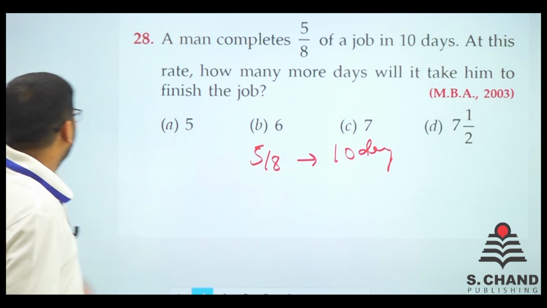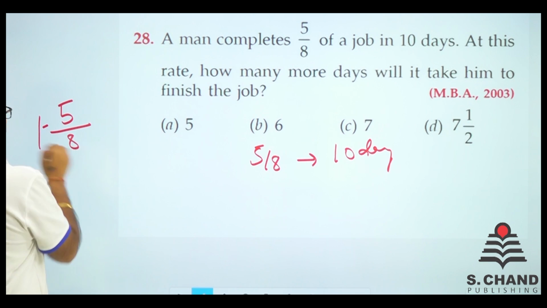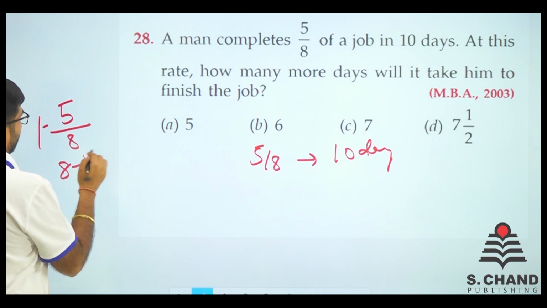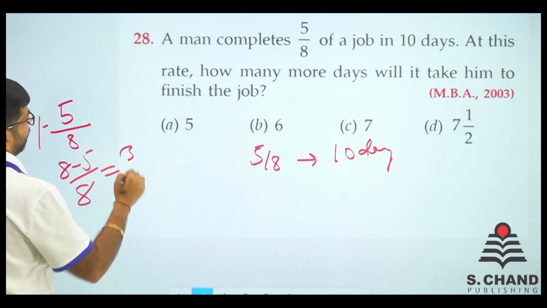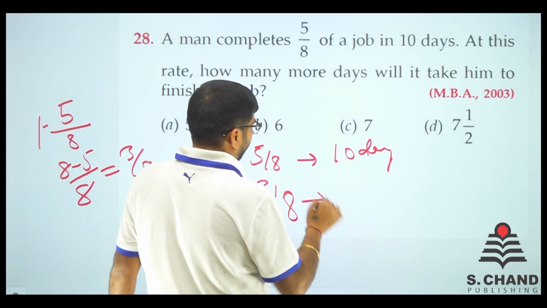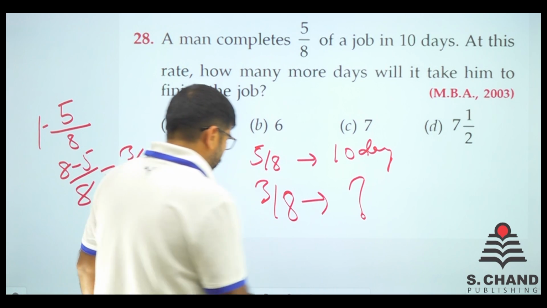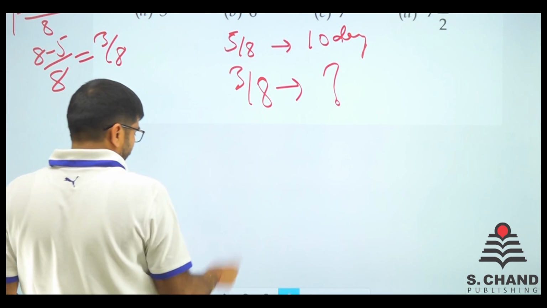Remaining. So, simply do 1 minus 5 by 8. So, it is like 8 minus 5 by 8 is 3 by 8. So, I need to find out 3 by 8 in how many days. That is what it is asked. So, do the simple way.